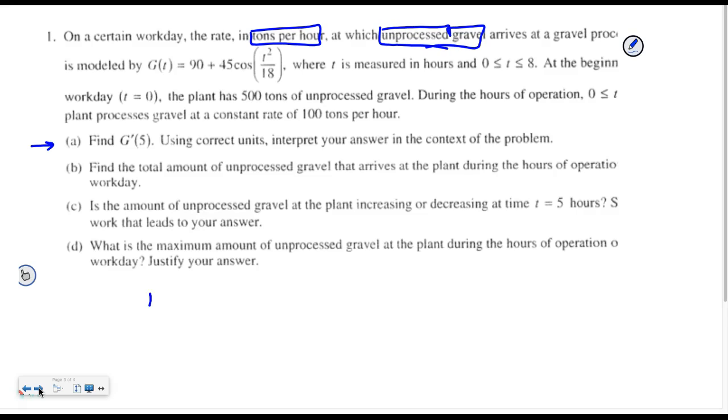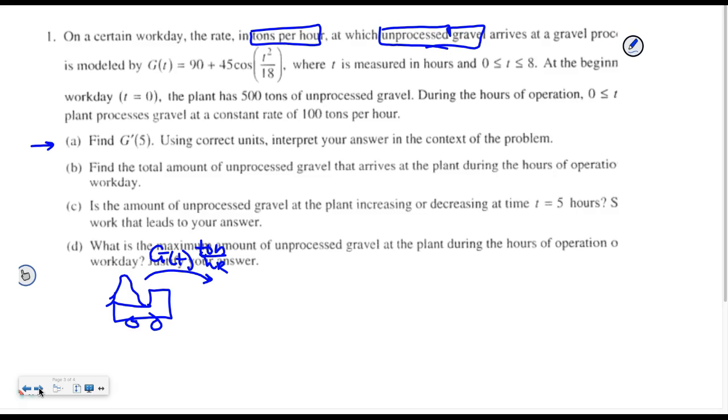So I would draw yourself a really crappy truck with some gravel in it. I really would. I mean, it seems silly and you won't get any points for it, but draw yourself a little truck. It says it's arriving at a plant and it's dropping gravel off at a rate of G of T tons per hour. All right, so I would write G of T, and I'd even put tons per hour. That is your rate in. So here's the situation. Trucks full of gravel arriving at the gravel plant, dropping off gravel at this rate.